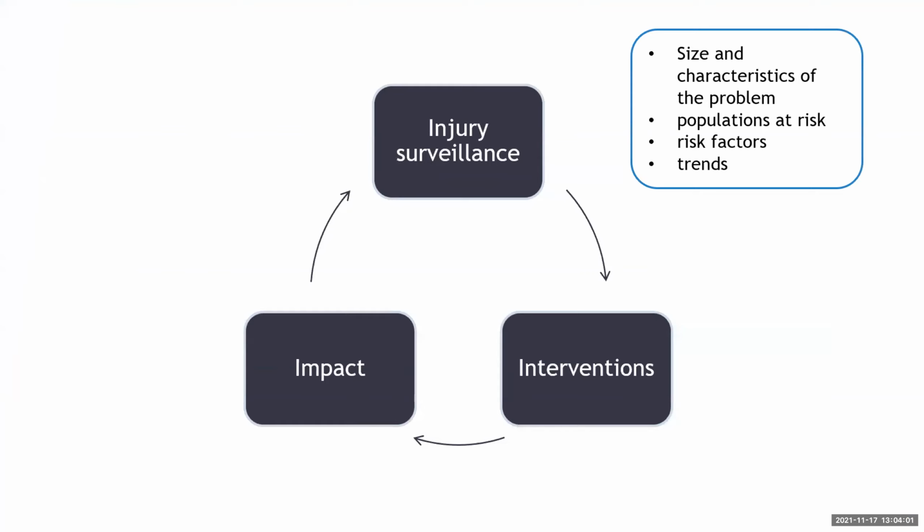Let's start with injury surveillance. Injury surveillance is an ongoing and systematic data collection effort, including analysis, interpretation, and dissemination of injury information. Injury surveillance data can show us the size and characteristics of the problem areas. They describe the populations at risk: who are the people getting injured, or what specific age groups or demographics are at risk.